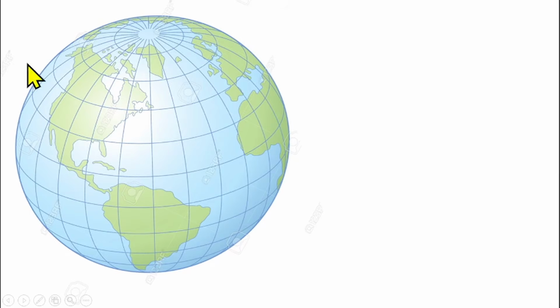This is the world globe. We call it globe, G-L-O-B-E. This is the world globe, that is, a representation of the Earth. And if you look at this Earth right now, as you can see on the screen, there are some lines on the Earth's surface. Some are horizontal, while some are vertical. So we have vertical lines, we have horizontal lines.